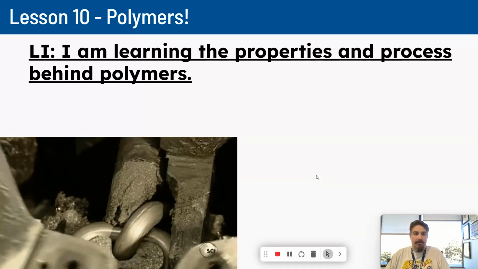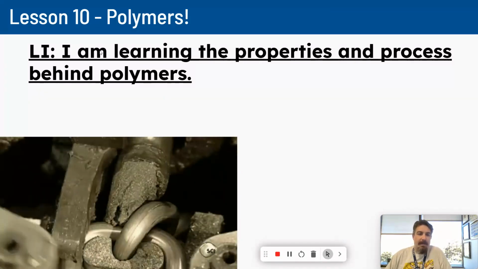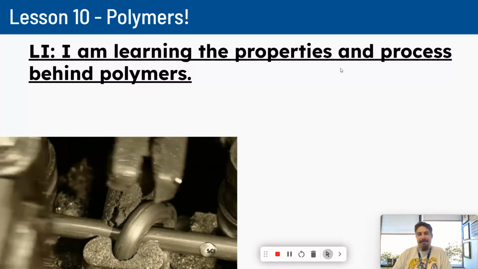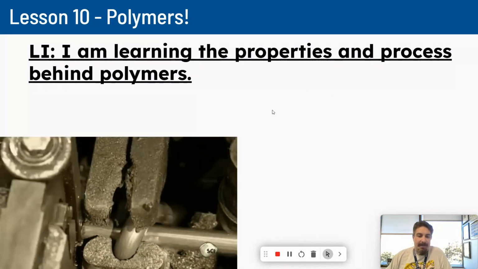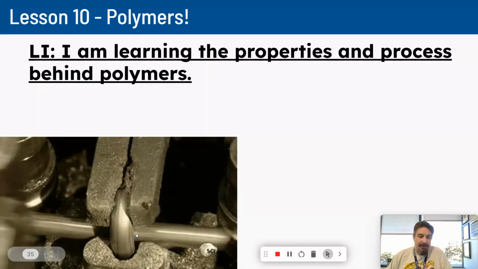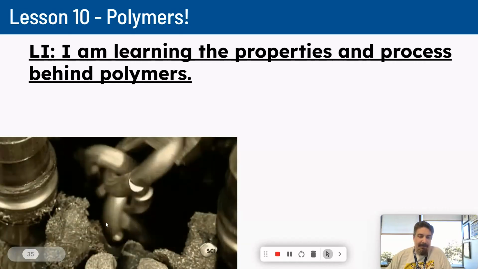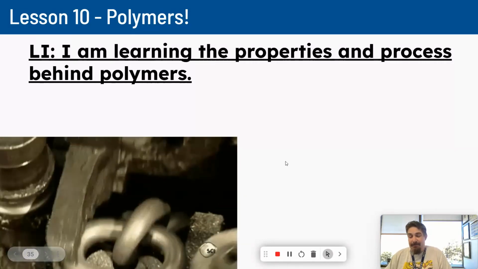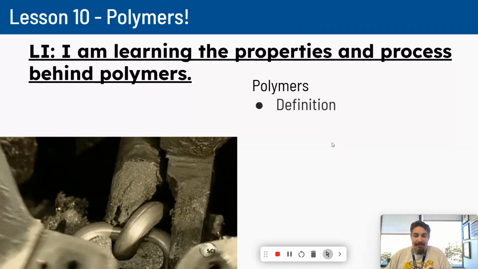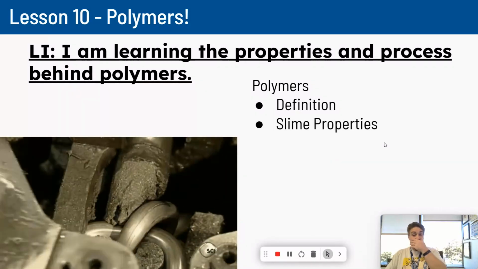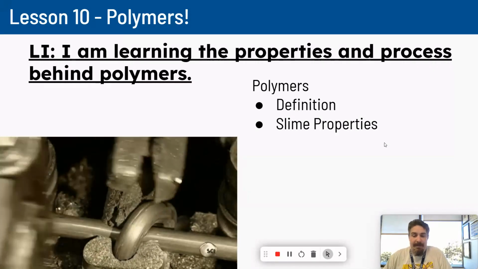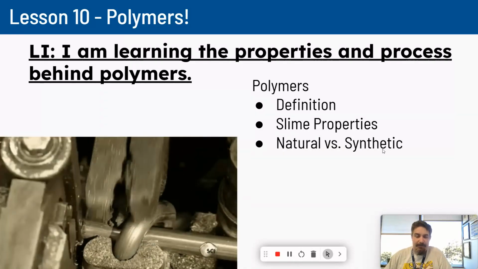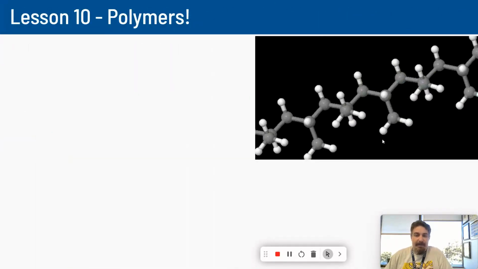Hello and welcome to Lesson 10, Polymers, where we are learning the properties and process behind polymers. We have this little animation here about chain link being made in a factory to kind of give us a visual guide to what we're learning about today. Because we're going to be covering the definition, the properties of the slime that you made the other day, and looking at natural versus synthetic polymers.